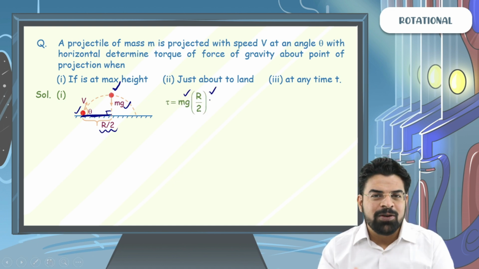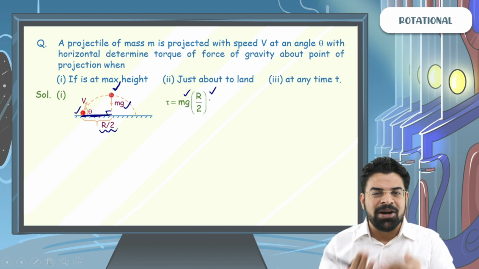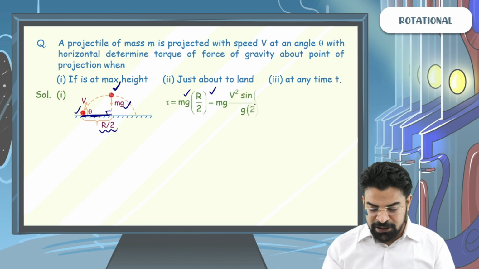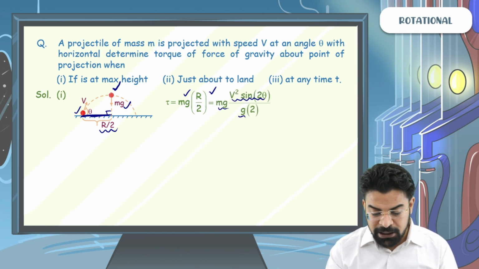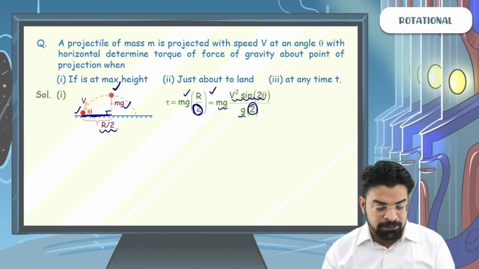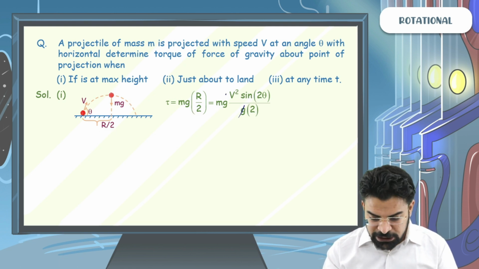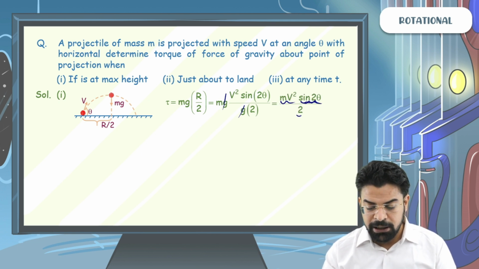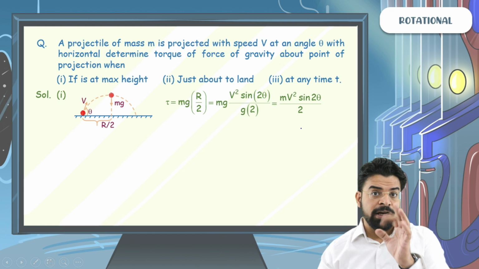And sir, we know the formula for range. Range is v square sine 2 theta by g. Simply in place of R, write down v square sine 2 theta by g. So you get mg times v square sine 2 theta by g, and see, there was already a 2, that 2 has been written here. So the g and g will get cancelled. So what you get is m v square sine 2 theta by 2.